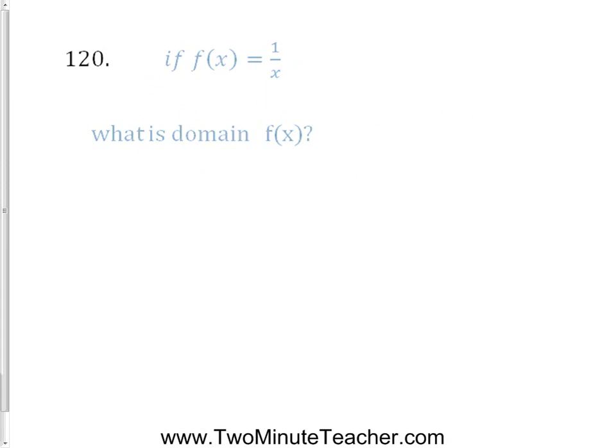f of x is equal to 1 over x. All right, what's the domain of f of x? Well, if f of x is equal to 1 over x, then the domain is what numbers can and can't I put in for x. Because the inputs are the domain. They're also the x values. So what x values or inputs can I put into this function?